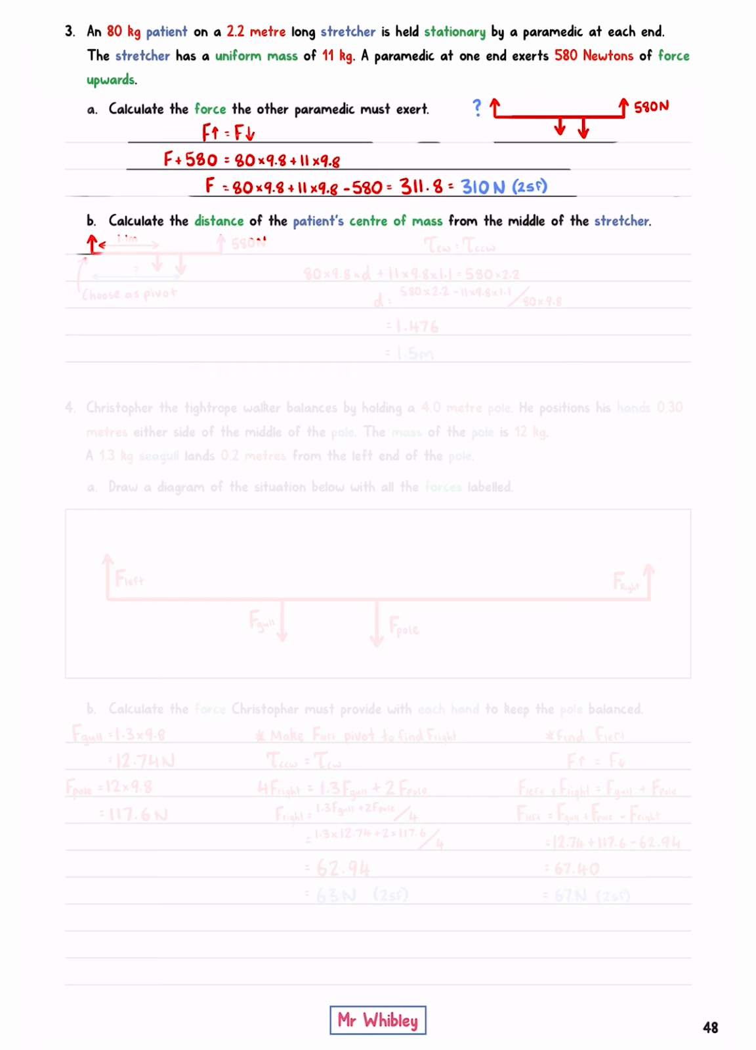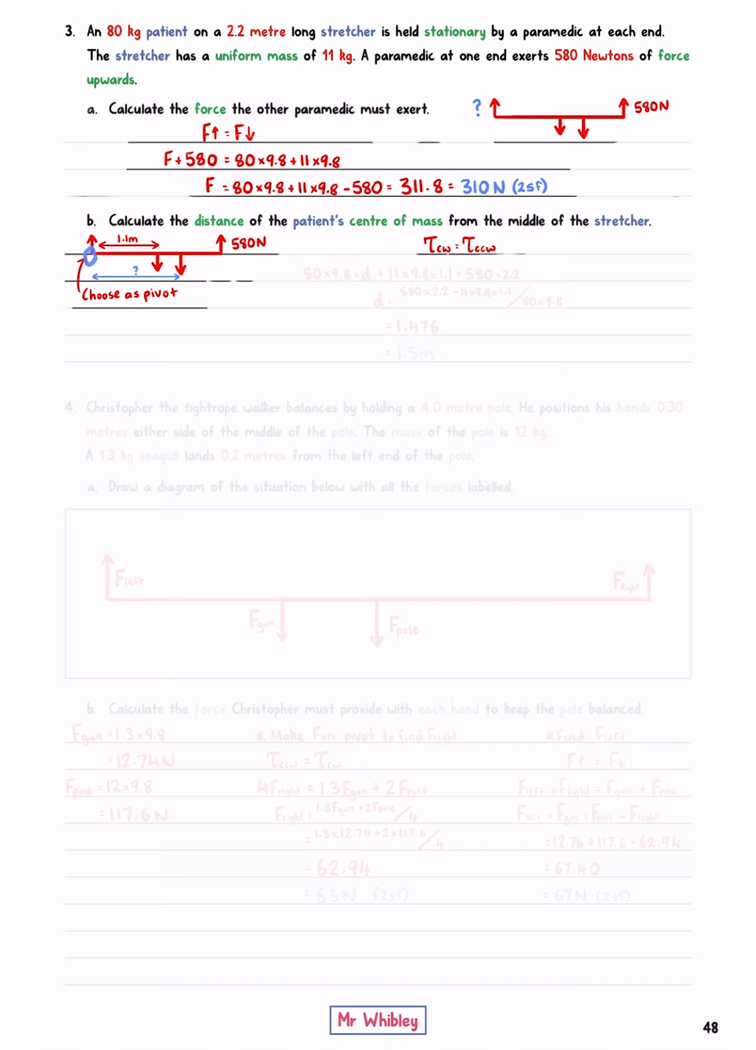Calculate the distance of the patient's center of mass from the middle of the stretcher. Drawing our situation with all of our forces, because we are told that the stretcher is 2.2 meters long, we know that our gravitational force from our stretcher must act 1.1 meters from the end. To find the distance to the patient's center of mass, we can choose this end as our pivot, and knowing that the stretcher is in equilibrium, recognize that our clockwise and counterclockwise torques must equal.